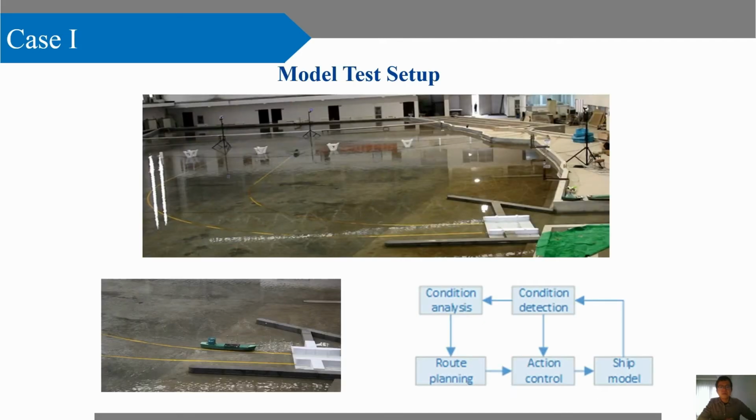This picture shows our model test scenes. We set up a fully functional autonomous ship system with navigation, guidance, and control submodules. We put the ship at the start point and set the destination in the canal. The ship would automatically find a route and track it to the destination.